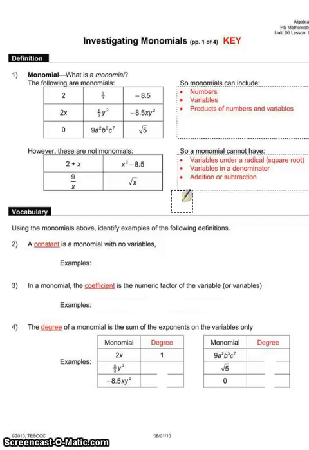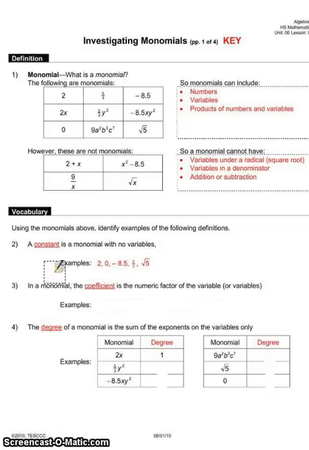Now, using the monomials above, identify examples of the following definitions. So what is a constant? A constant is a monomial with no variable. So above, what would those constants be? If you said these, you are correct.